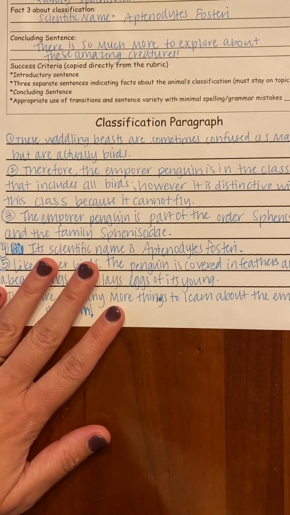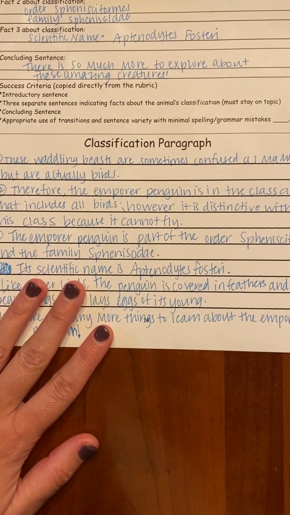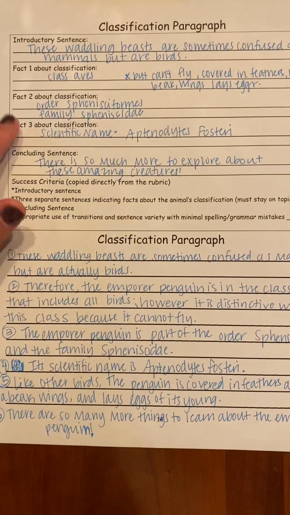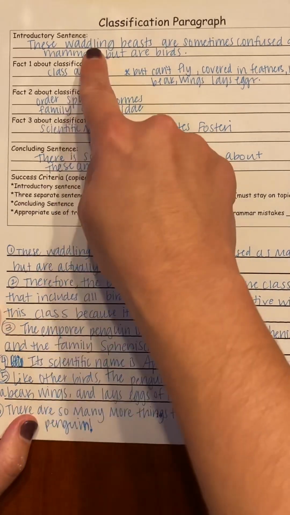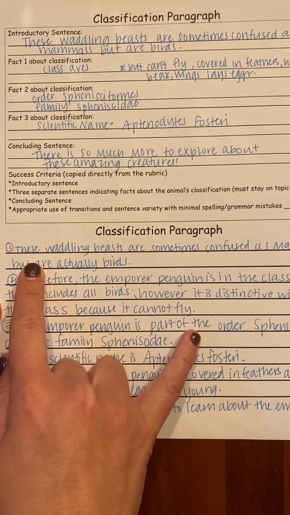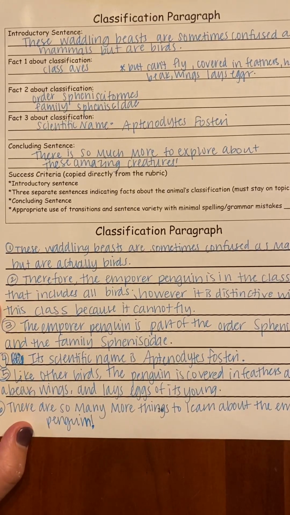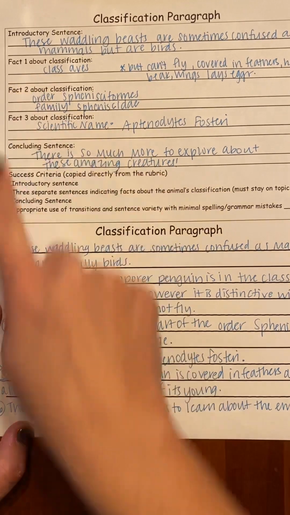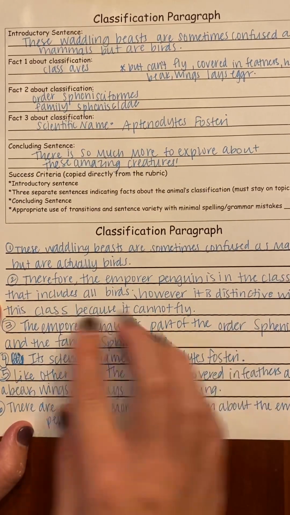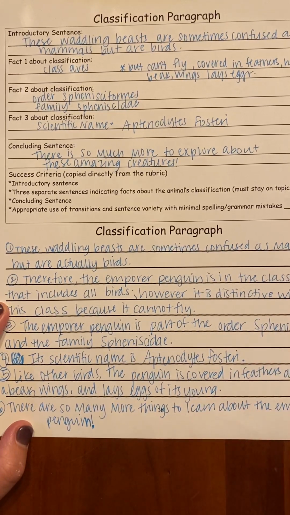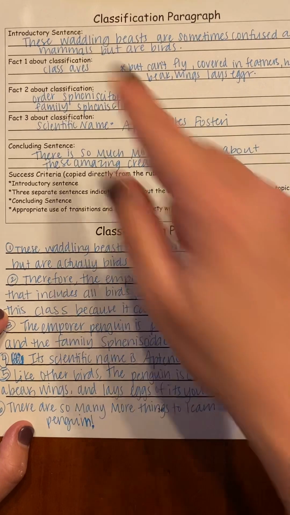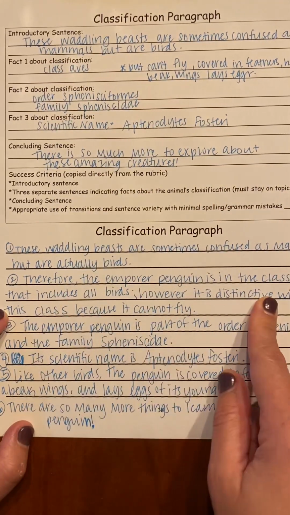Now, I went ahead and just numbered mine for ease, so you could see it on your draft. And when you're actually writing it, please don't number it, because then that would be really silly. It would be just a list, not a paper. So I took my introductory sentence. That's my first one. These waddling geese are sometimes confused as a mammal, but they're actually birds. My first fact, I'm going to turn into a sentence. Therefore, the emperor penguin is in the class Aves that includes all birds. However, it's distinctive within this class because it cannot fly. So I've taken the fact and I've turned it into a full sentence, okay?